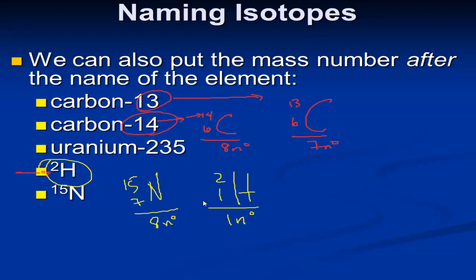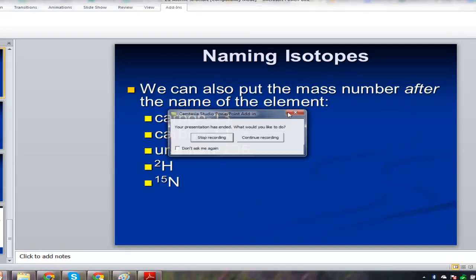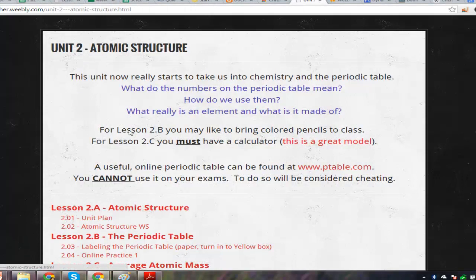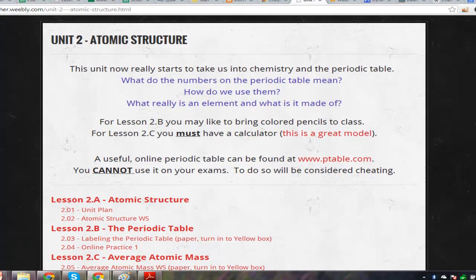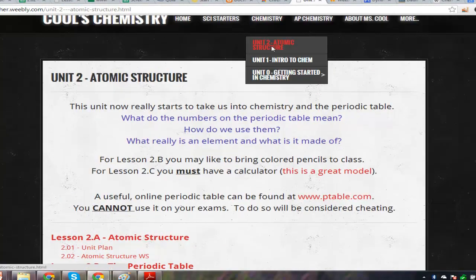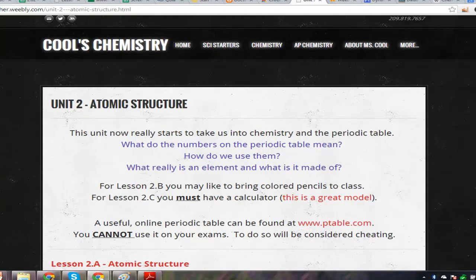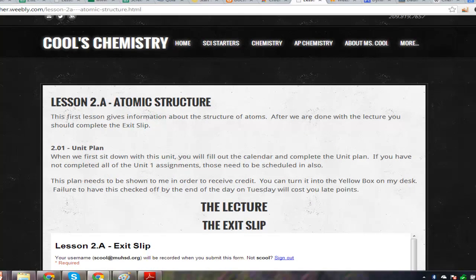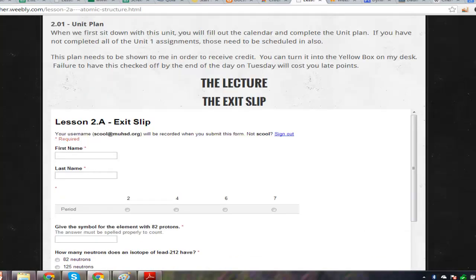We're actually going to work with isotopes more in the 3rd and 4th lecture in this unit. On my website, there is an exit slip, so I'm going to navigate over there real quick. I still would like you to do the exit slip. Even though you were absent, if you go to my web page here, Unit 2, Atomic Structure, under Chemistry, there's now Unit 2. You click on that. This was Lesson 2A. You click on Lesson 2A, and the web page is going to look a little different because right now I'm recording the video lecture that's going to go right in here.